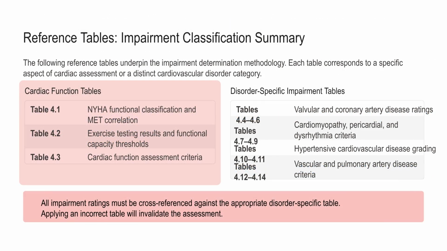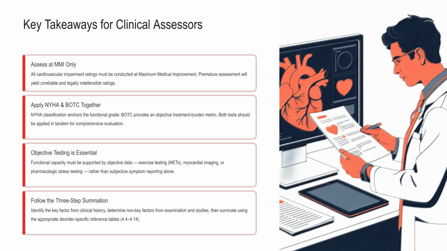The impairment determination methodology relies on various reference tables. Cardiac function tables include NYHA classification and exercise testing results. Disorder-specific tables cover conditions like valvular heart disease, cardiomyopathy, and hypertensive cardiovascular disease. Using the correct table is crucial for a valid assessment. Key takeaways include assessing only at MMI, applying NYHA and BOTC together, ensuring objective testing is essential, and following the three-step summation process for accurate impairment rating.